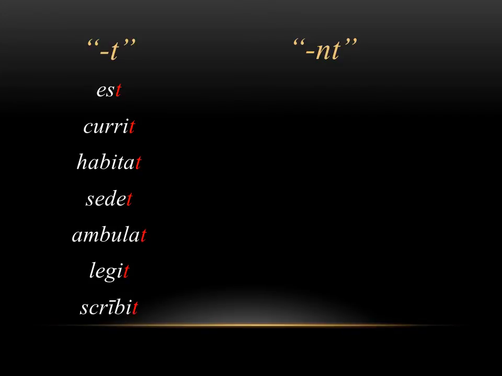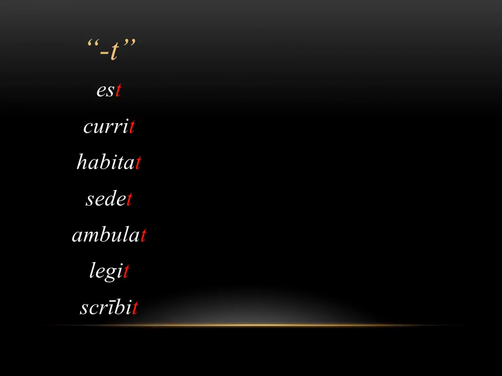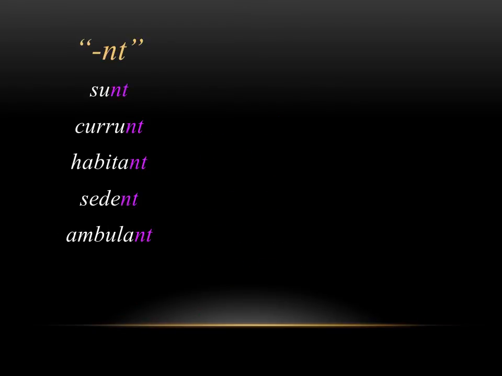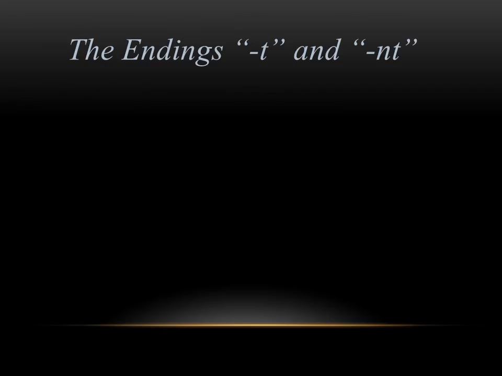We can clearly see, looking at these verbs, the pattern. All the verbs on the left are ending in T. All the verbs on the right are ending in NT. But what does all this mean? Well, if we look at the definitions for each verb, we notice that the subject for verbs ending in T is always he, she, or it. As in, he, she, or it is, he, she, or it runs, or he, she, or it lives. On the other hand, if we have verbs ending in NT, we notice the subject is always translated as they, as in they are, they run, or they live.